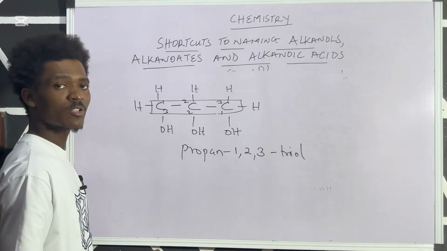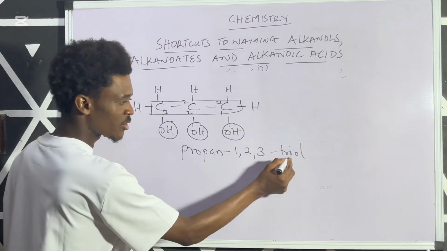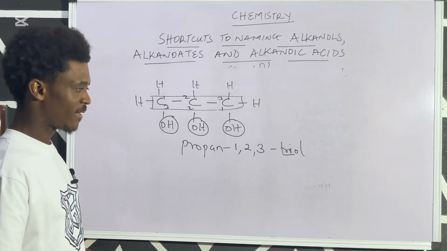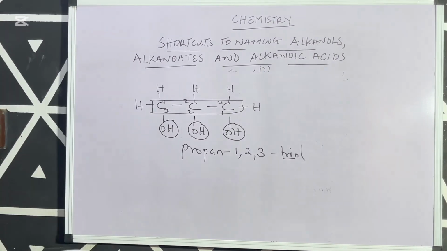Triol. Why is it called triol? Because we're having 3 OH groups in this case. That's why it's called tri. You know that the prefix tri represents what? 3. Alright? So that's why it's called propan-1,2,3-triol. So that's how you name that.